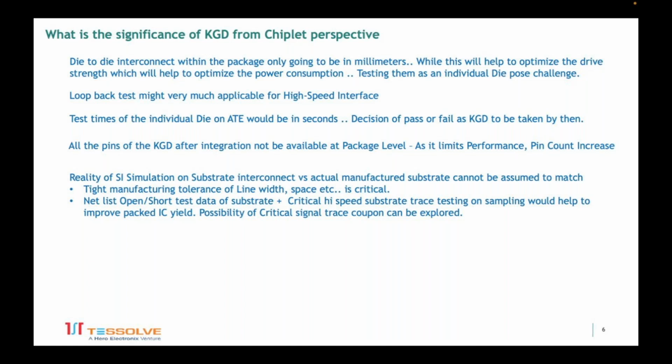And the substrate manufacturer, once it is manufactured, will probably do a netlist open and short test. But it is also critical because there are going to be very high speed interconnects between one die and another. If not for all the substrates, then on a sampled basis, if we are able to test those substrates for actual performance, it could be insertion loss, reflection, or to some extent, eye opening. Bit error rate may not be required, at least some eye opening. On a sample basis, if it could be done, it'll be great.